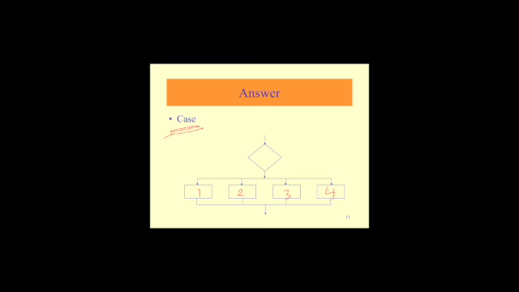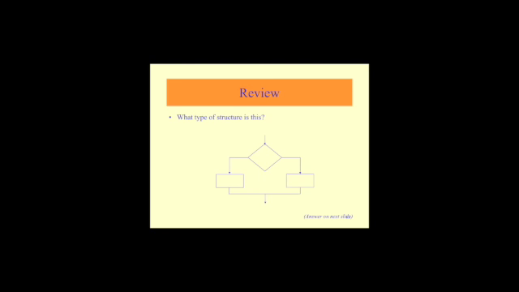Moving on to the next structure. What type of structure is this? We have the process over here, and we have two cases that go to another step. What do you think this is? This is a decision. The robot needs to make a decision which way to go. They might go to case number 1 or case number 2.